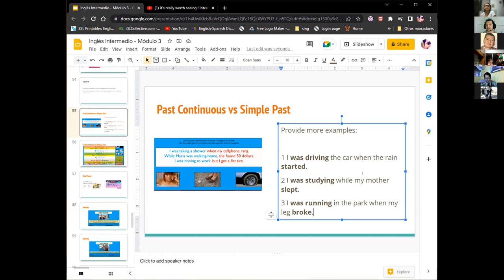No, we can change it if you want to. You can change it, yes. For example, I was driving the car when the rain started. The rain started while I was driving the car, right? Mientras estaba conduciendo el auto. It's okay. Thank you.